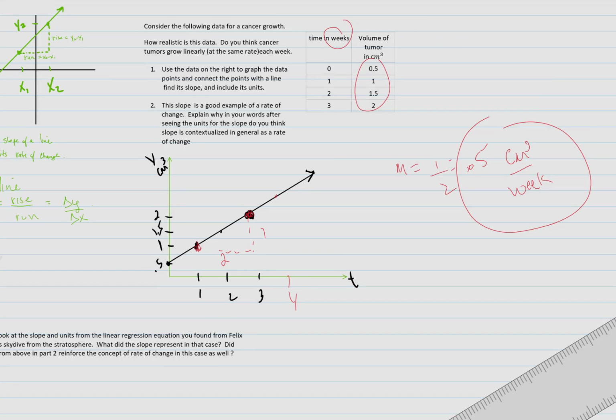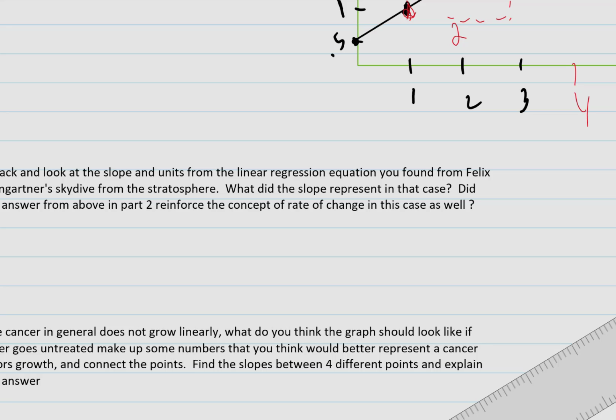If we go back and look at the units from the linear regression equation for Felix Baumgartner's skydive from the stratosphere, what did the slope represent in that case? If you recall, he was so many meters above the Earth, and the time units were in seconds. So whatever his slope was, the units were meters per second. Whether miles per hour, kilometers per hour, or meters per second, that's a distance versus time unit. That's speed. So the slope represented his average speed in that case.